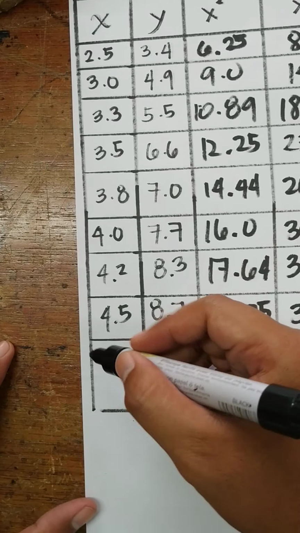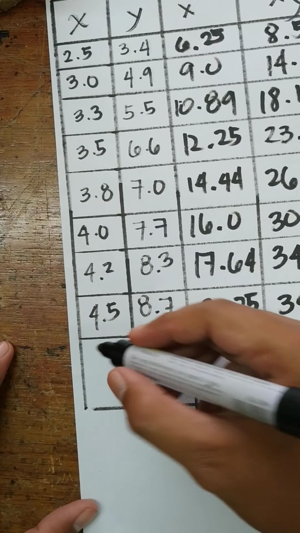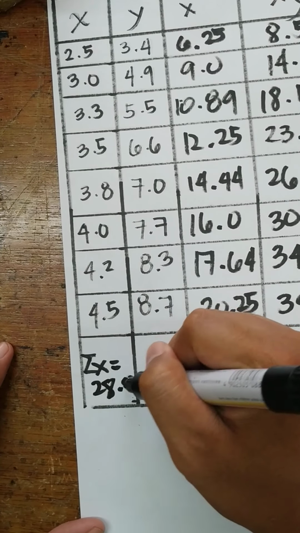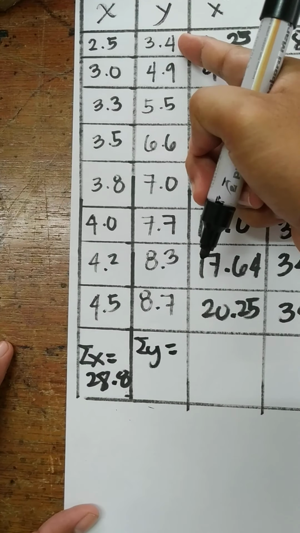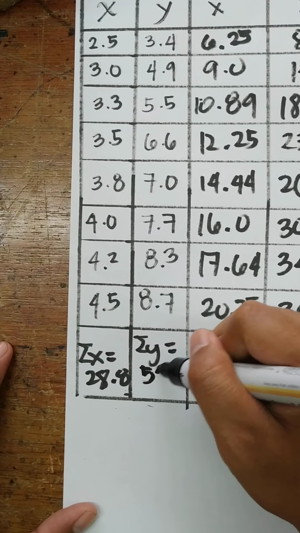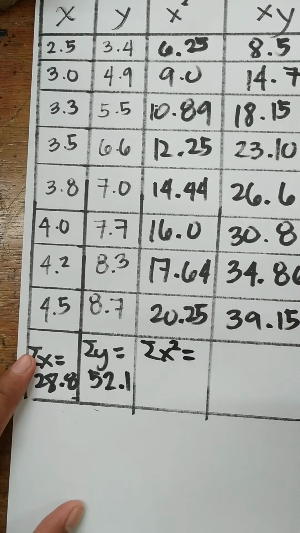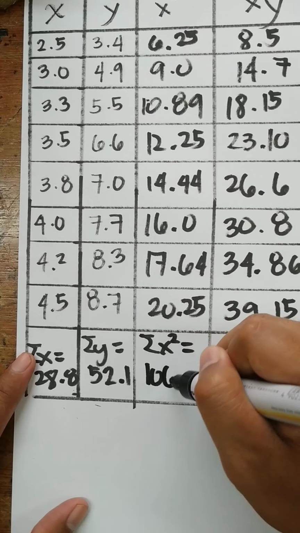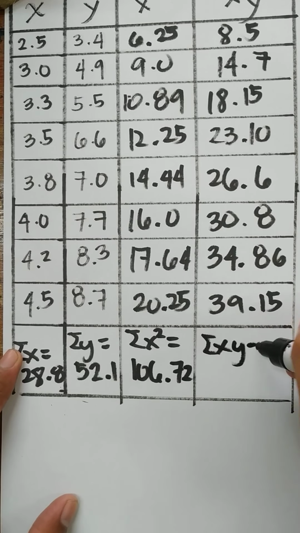Next, we need to find our summation of x. We total our x, 2.5 plus 3.0 up until 4.5, so summation of x is equal to 28.8. Next, summation of y: 3.4 plus 4.9 plus 5.5 up until 8.7 gives us 52.1. Next, summation of x squared: 6.25 plus 9.0 up until 20.25 gives us 106.72.